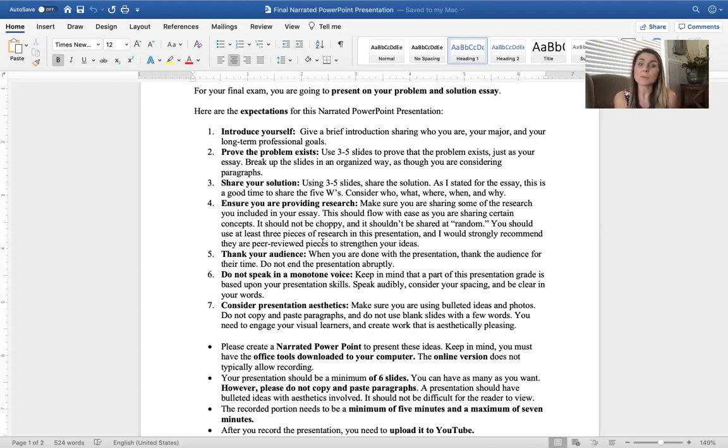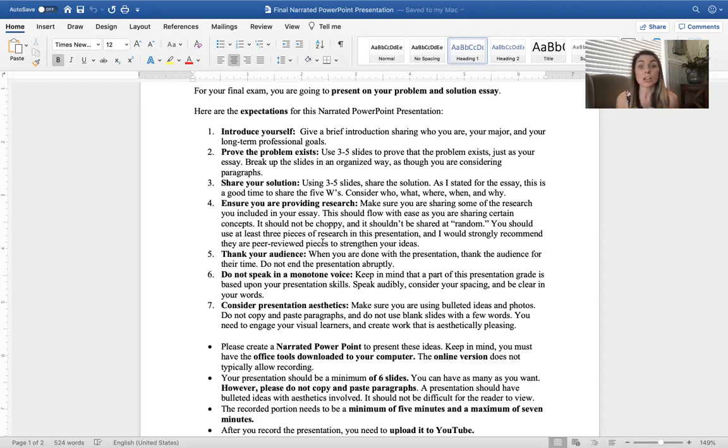The next thing is you need to prove that the problem exists, okay? Just as your paper, you want to organize this in an effective way as though you're speaking to someone who doesn't believe the same thing that you believe. So using 3 to 5 slides, you're going to prove that the problem exists just as your essay does. Break up the slides in an organized way, and you can even consider your paragraph formation, topic by topic, unless there's a good way for 2 ideas to flow together. I'm not so concerned about exactly how you do it as much as that it seems organized as you're speaking.